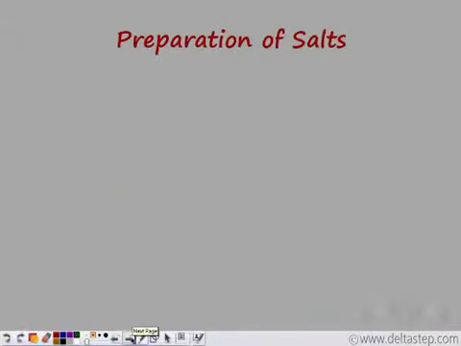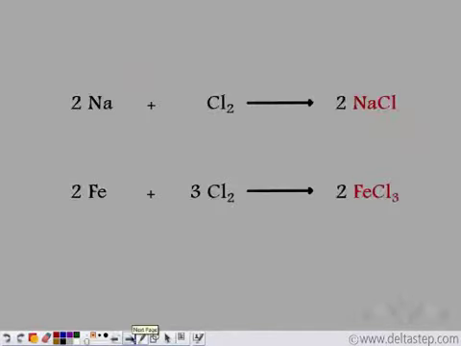Let's look at the preparation. How do we form different salts? So the first way, if you have to prepare NaCl, which is a salt, how do we know this is a salt? If we have HCl, this hydrogen of HCl is replaced by a sodium atom, so we get NaCl. So we know NaCl is a salt. And in order to prepare it, we can prepare it directly. If we take sodium atom and chlorine gas, it directly forms NaCl.